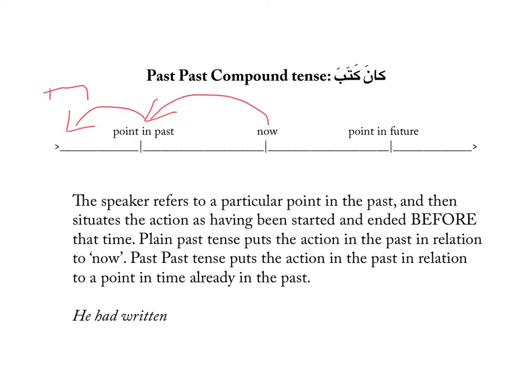And so by yesterday evening, he had already written his essay. So you specify a point in the past, and then this action takes place earlier than that. So doubly past.